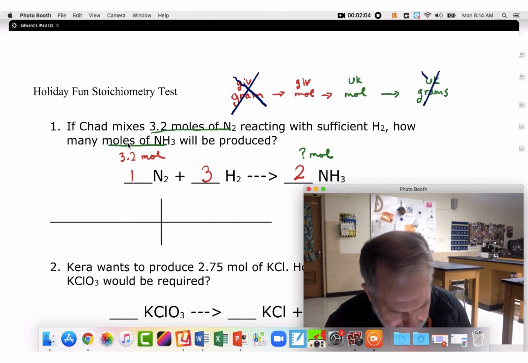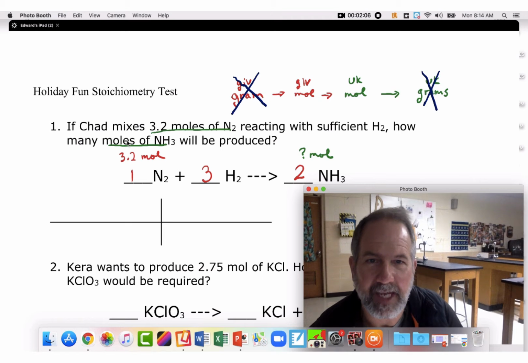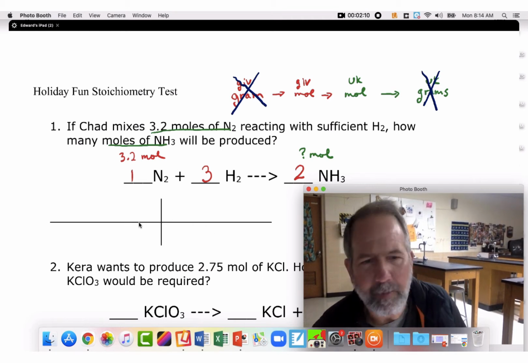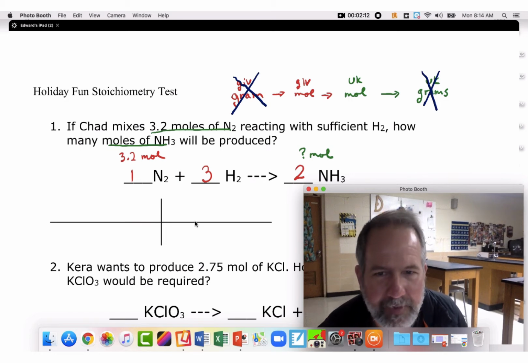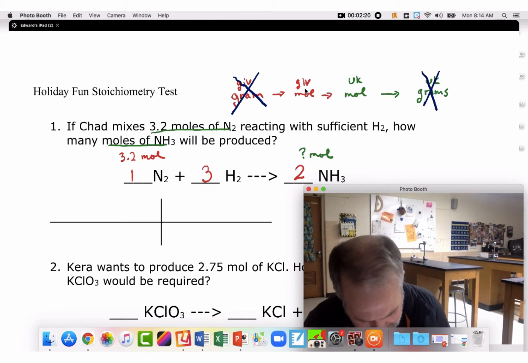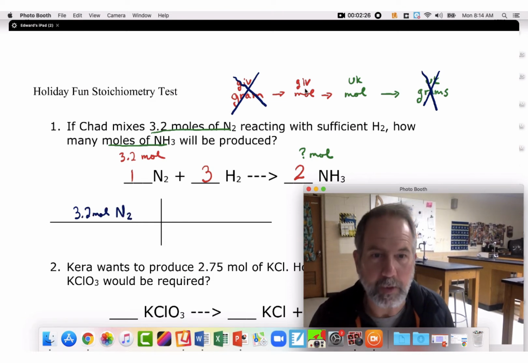And obviously, from my little table I gave you, that is a hint. Now, on the real test, maybe I'll put all 4 on there. I don't know. But we have 2 steps, right? The first thing that goes in is the given moles. So we're going to put that in there. So we have 3.2 moles of nitrogen. And what are we trying to find?